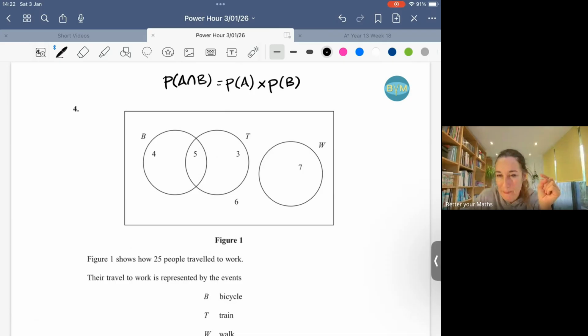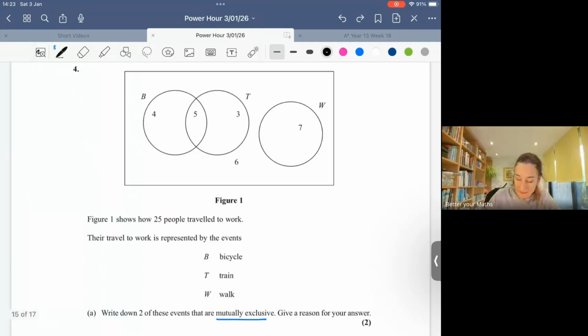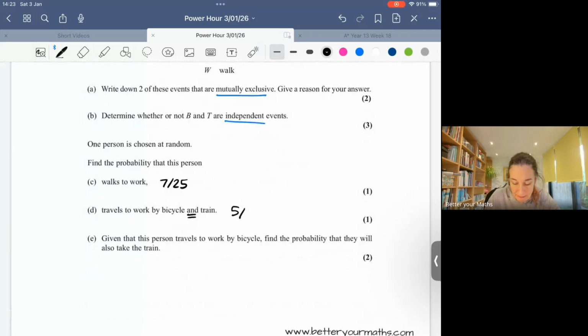More people? Did you trust Fraser and Ryan? Yeah, exactly. When they say bicycle and train, they refer to these ones here. So those go in bicycle and train. So it's 5 out of 25. You can simplify to 1/5. It doesn't matter. Yeah. Everyone. And now, so 5 out of 25, or if you simplify 1 out of 5.